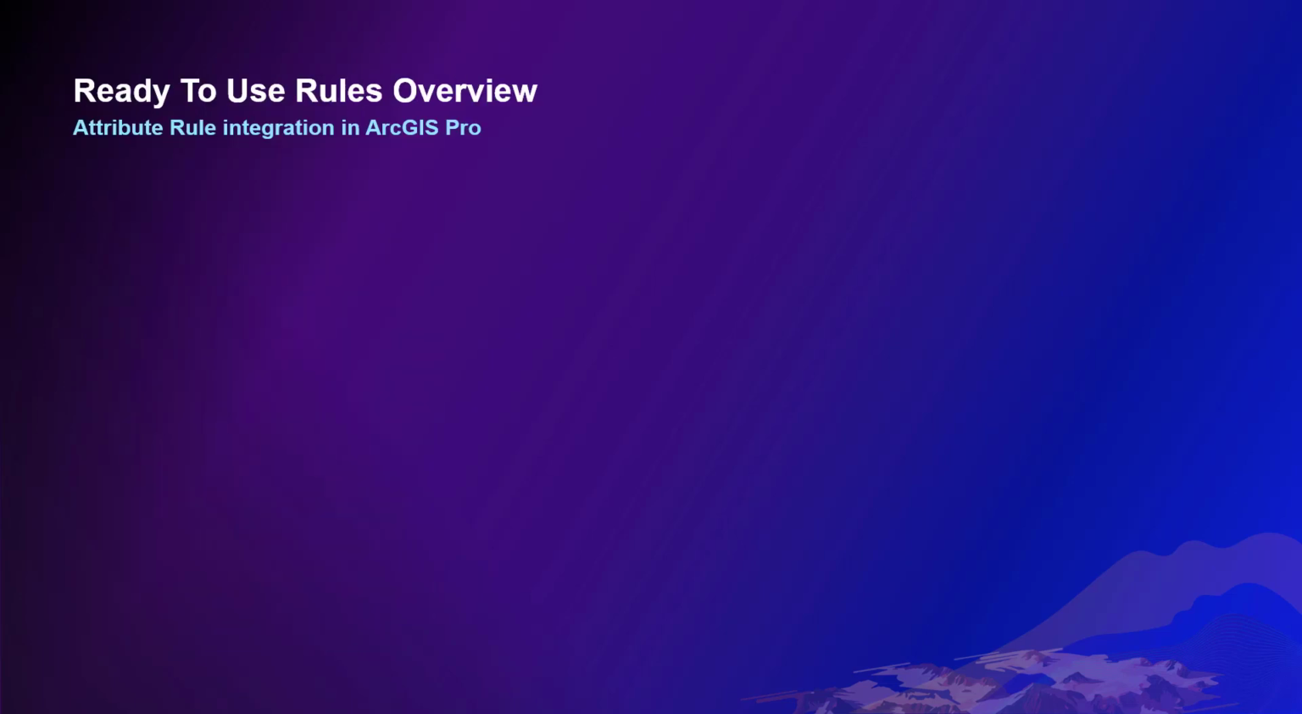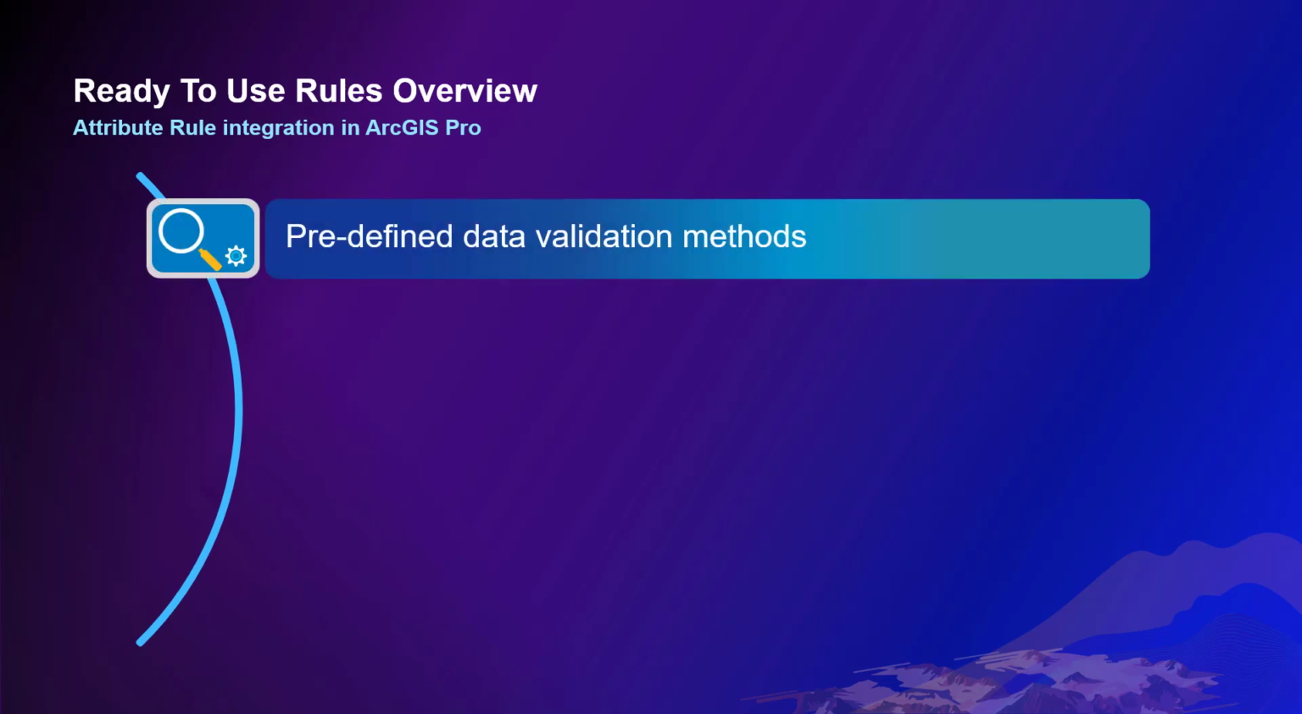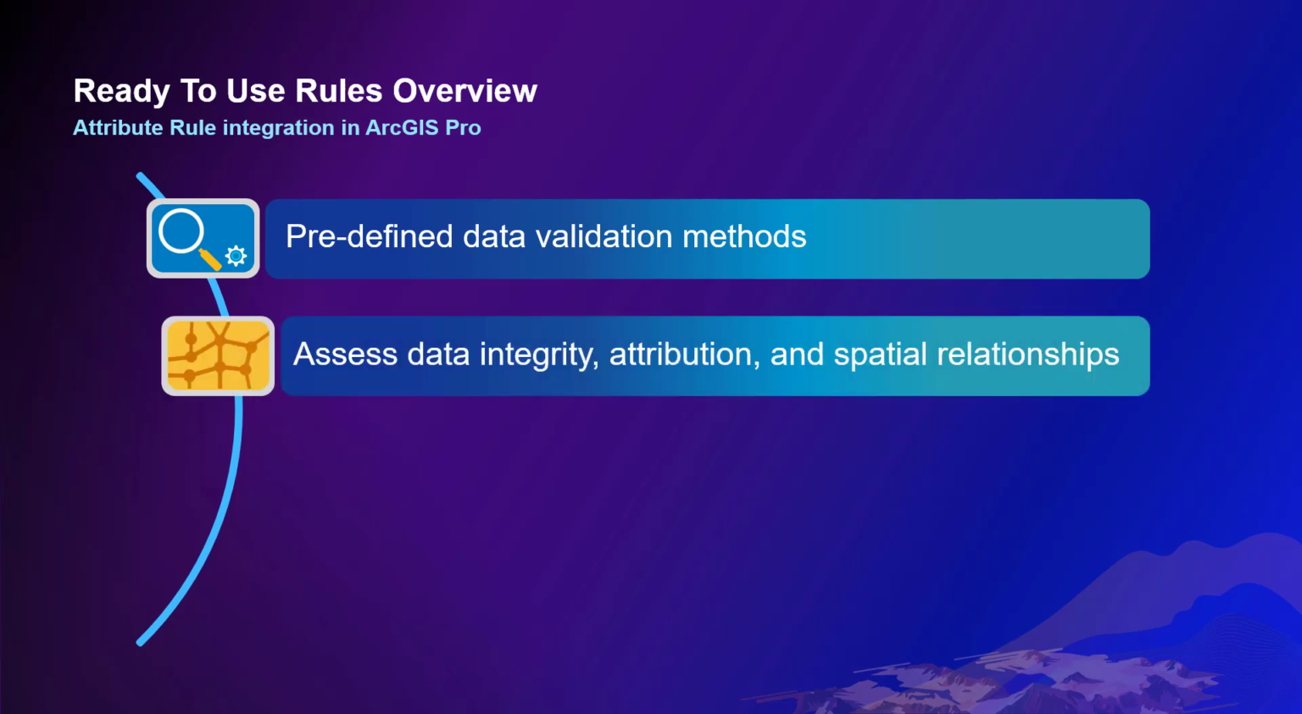Data Reviewer has been an integrated component in attribute rule-based workflows for the last several releases. It assists in implementing attribute rules in the following ways. First, Reviewer provides a library of predefined validation methods that identify common errors in GIS data. These checks assess different aspects of a feature's quality that can include its integrity, properties such as its attribution, as well as a feature's spatial relationship with other features.